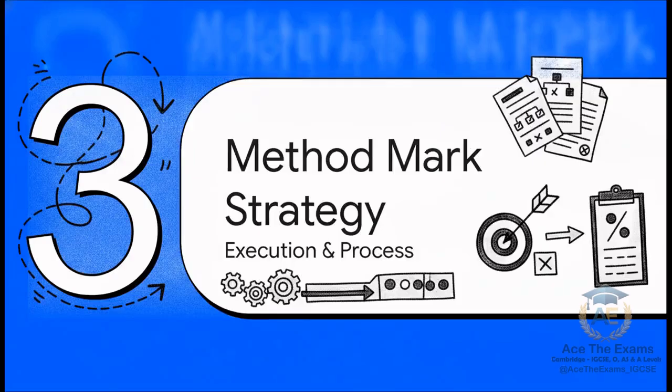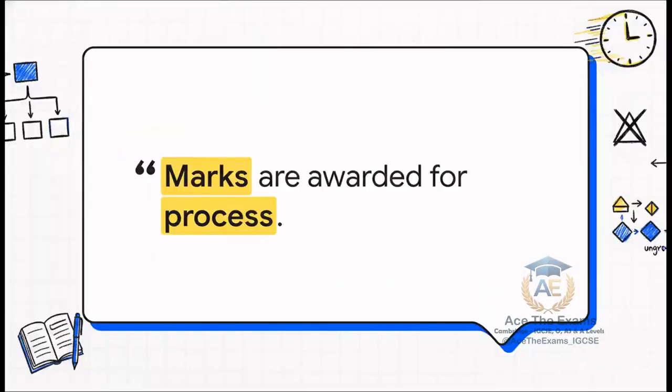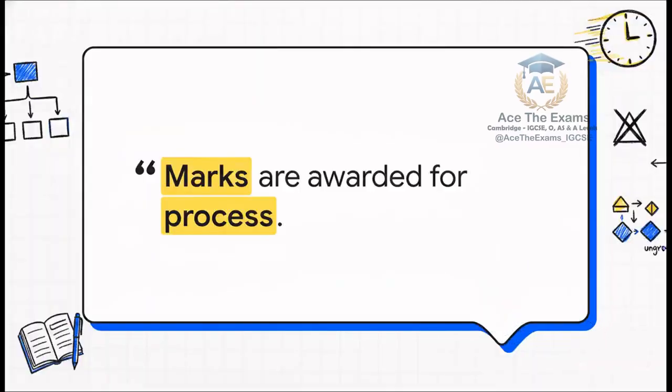Now we're entering Section 3, the method mark strategy. We've nailed the theory. Now this is all about flawless execution and process on the actual exam paper. Like I said, we've talked about the theory in your head. Now we have to talk about what actually goes down on the physical paper.